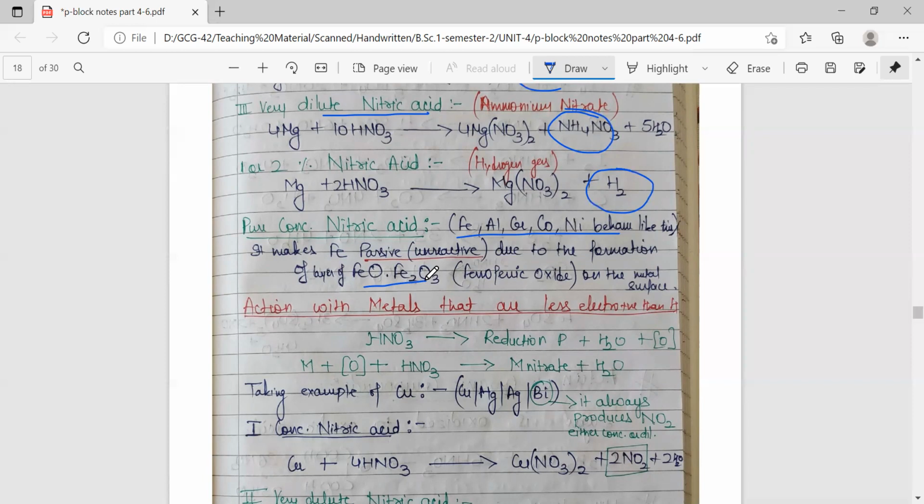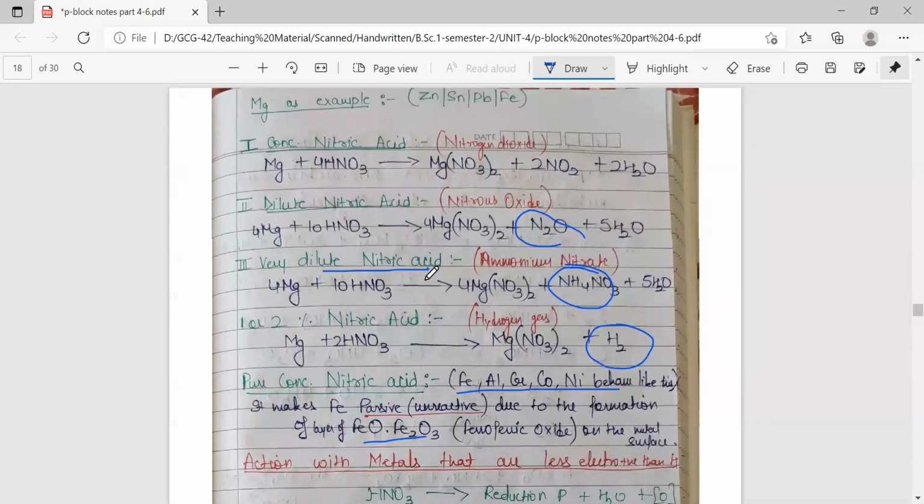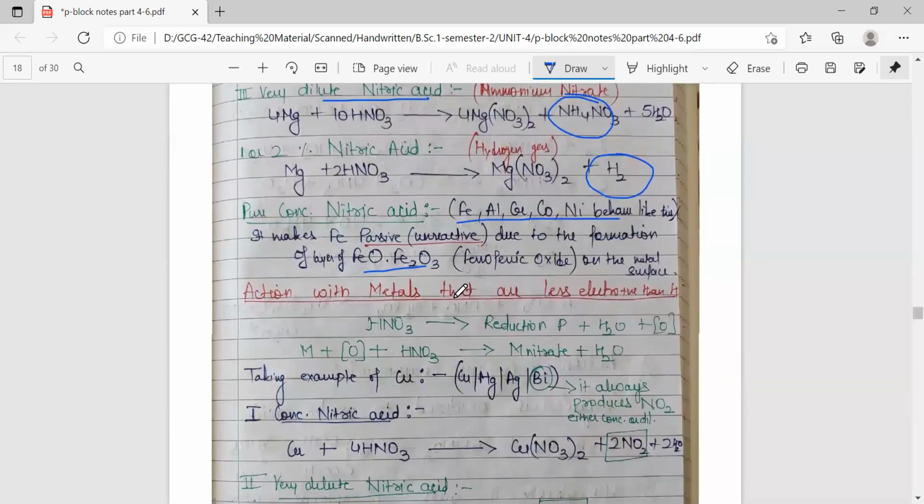So next is the action with metals that are less electropositive than hydrogen. These are very different reactions which nitric acid exhibits. You must have the idea that nitric acid is giving different products, but I know you cannot memorize all these reactions. It is very difficult, but yes, you should have an idea what kind of products it is generating and what kind of action it has with metals which are more electropositive than hydrogen, and with the metals which are less electropositive than hydrogen.